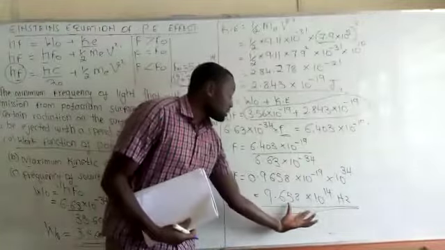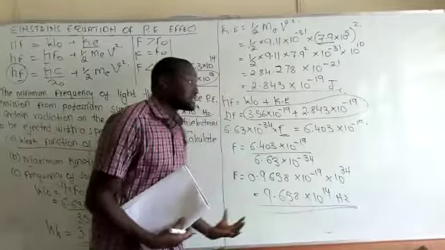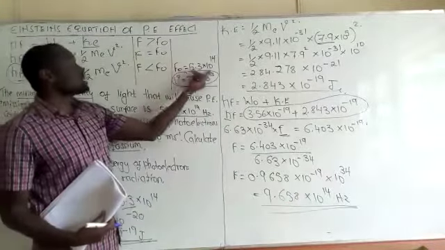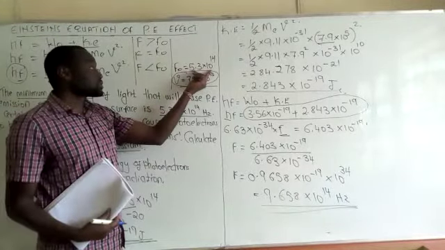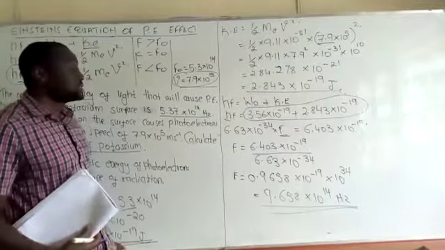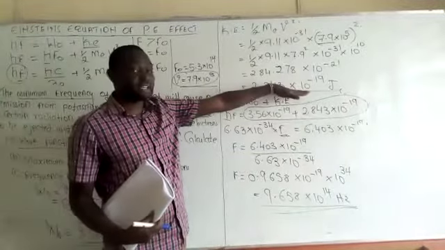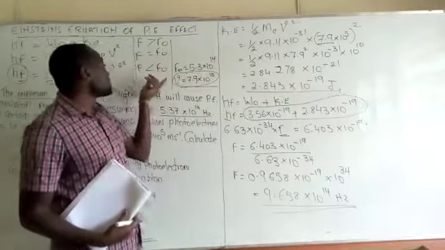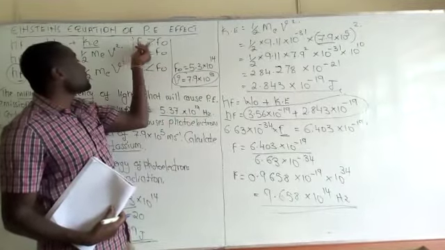Just to note, this frequency is greater than the threshold frequency. That's why it has been able to give us both the work function and the kinetic energy, because f was greater than the threshold frequency.